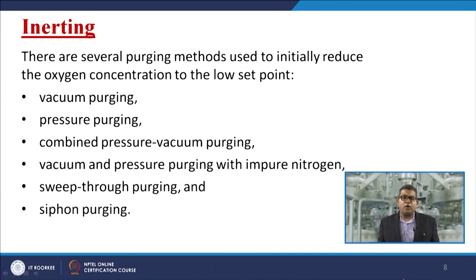Now, how can we perform the inerting? This is the big question. There are several purging methodologies. Purging is one of the ways through which you can introduce the inerting material, the inerting system. So, there are several purging methods used to initially reduce the oxygen concentration to the low set point. There are 6 different ways through which you can perform these purging operations: vacuum purging, pressure purging, combined vacuum and pressure purging, vacuum and pressure purging with impure nitrogen, sweep-through purging, and siphon purging.